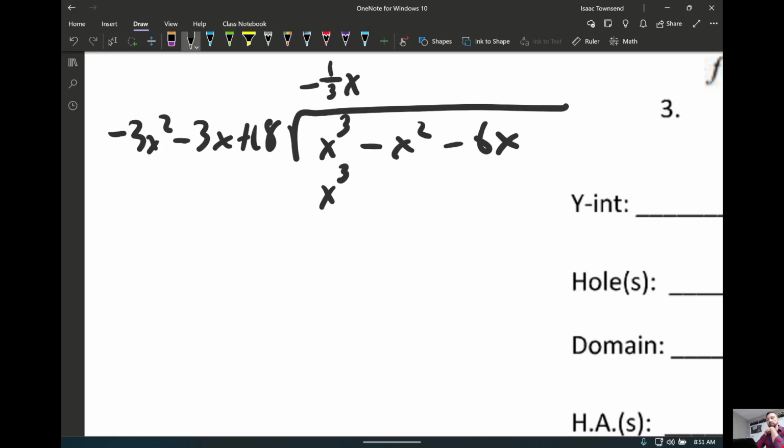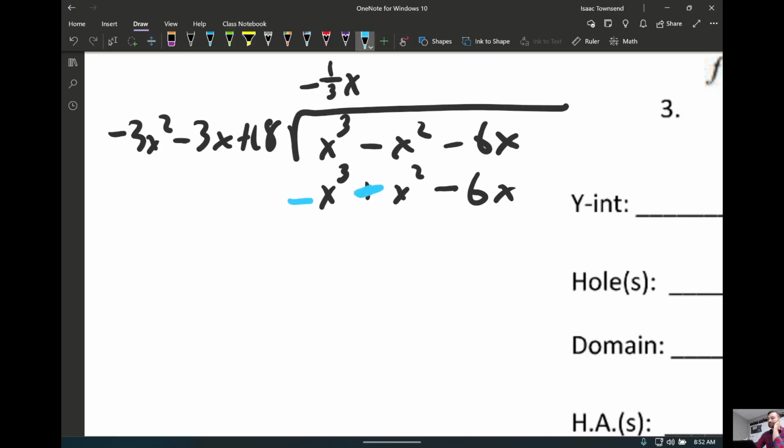I also need to multiply through these two though. Negative times negative is positive. 1/3 times 3 would be 1. X times x is x squared. Try to do it in multiple steps like that. It's too much to do all at once. And then multiply it to 18. Negative times a positive is negative. 18 times 1/3 is like 18 divided by 3. And then x times no more x's would just be x.